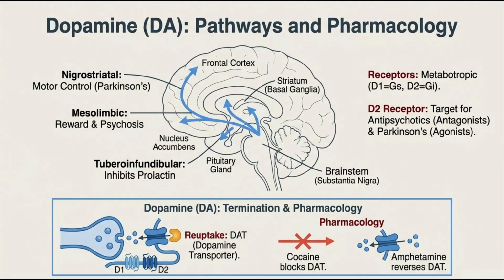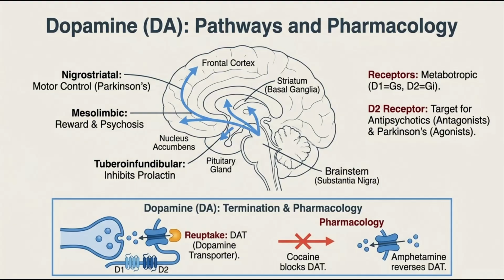Pathway 1, the nigrostriatal pathway. That projects from the substantia nigra up to the striatum. Yes, part of the basal ganglia. This is the motor pathway. It's what helps facilitate smooth, voluntary movement. When you lose the dopamine neurons in this pathway, you get Parkinson's disease. The rigidity, the tremor, the slow movement. All of it.